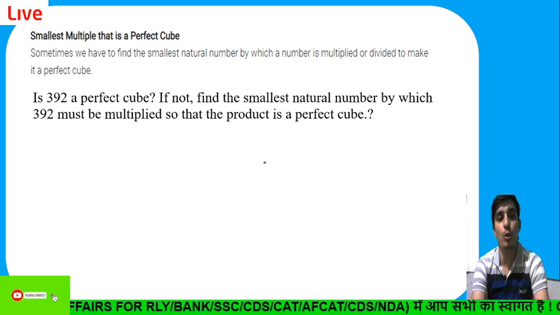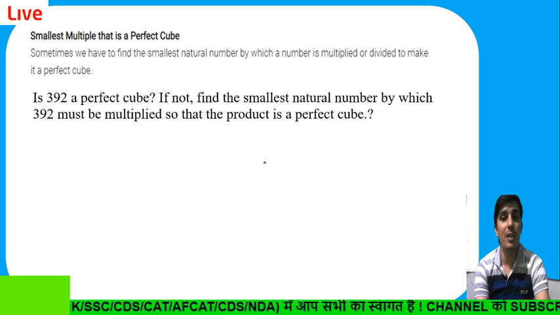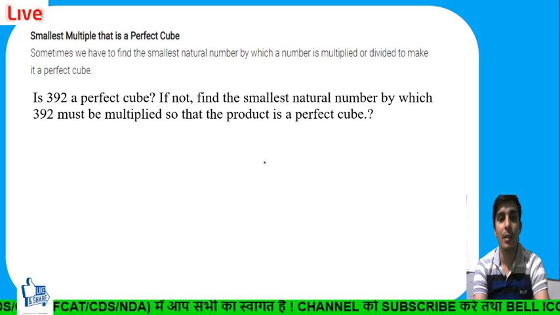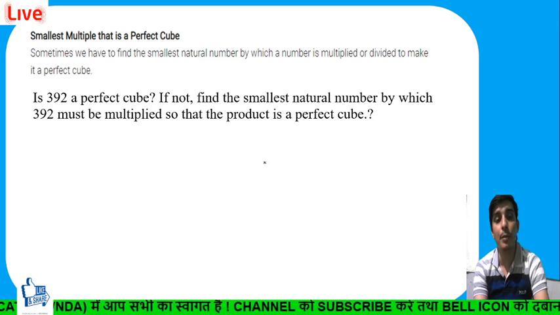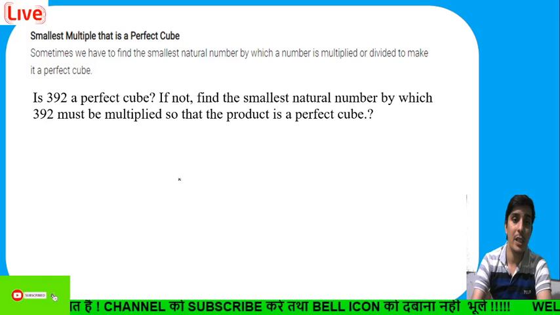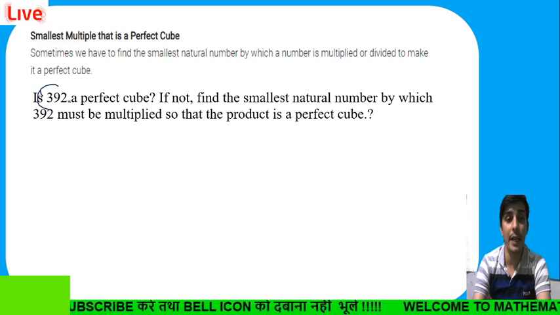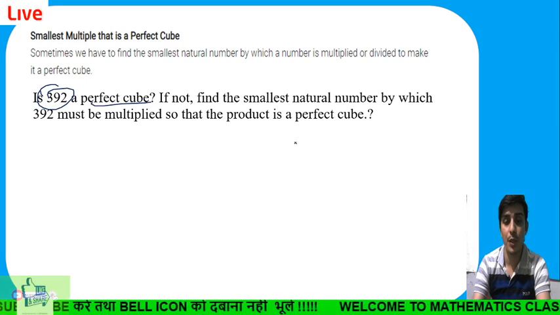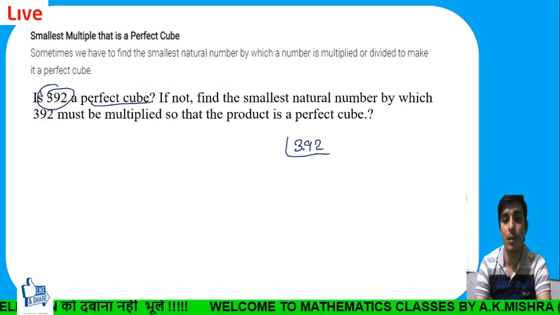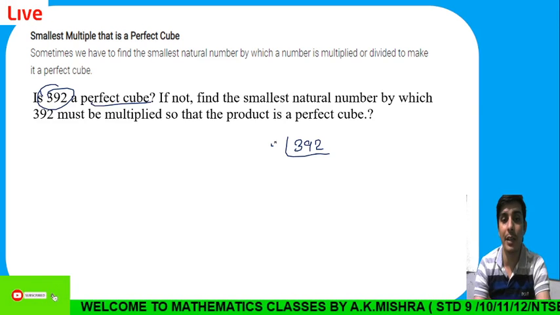So first of all, you have to check whether it is a perfect cube. How can you check if it is a perfect cube or not? Because each factor appears 3 times. Okay, after doing the prime factorization, each factor appears 3 times. So, guys, first of all, we have to check whether 392 is a perfect cube or not. So first of all, I am going to find the prime factorization, because it is an even number. So we can divide by 2.